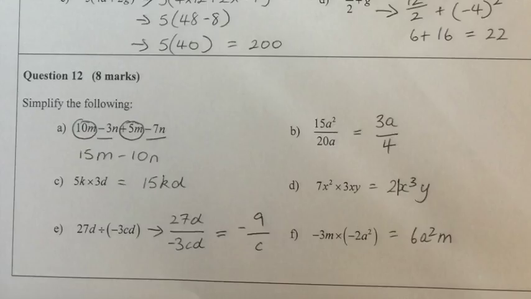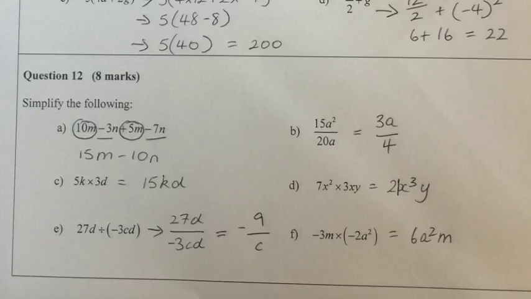Question 12, which is worth 8 marks, a big one. Okay, so simplify the following. Well, A is just about putting the like terms together, because remember you can only add and subtract like terms. And so what I've done is I've circled the like terms, the m's, and I've underlined the n's. So we've got 10m plus 5n, so that equals 15m, minus 3n minus 7n. So we've got negative 3n minus 7n, so we've got negative 10n there.